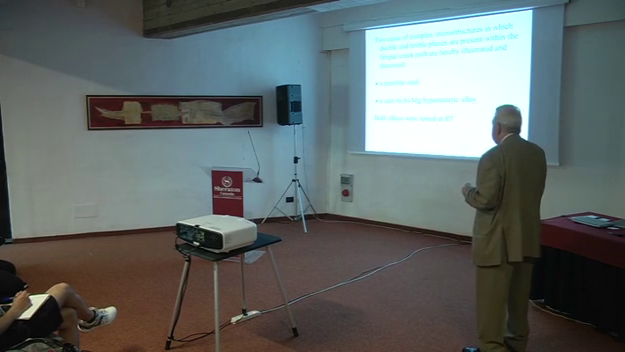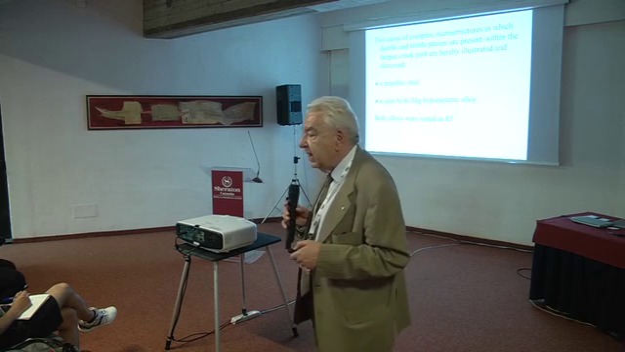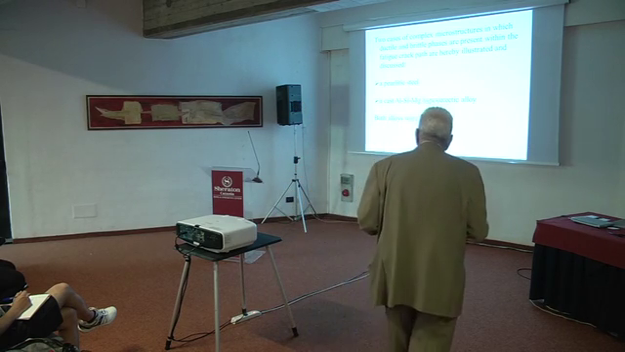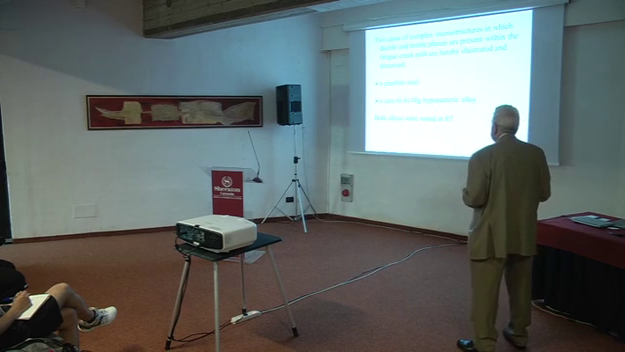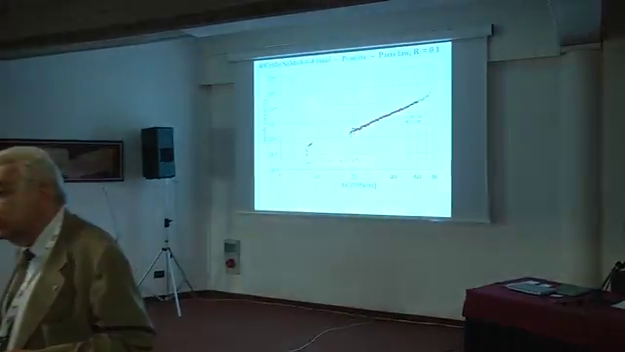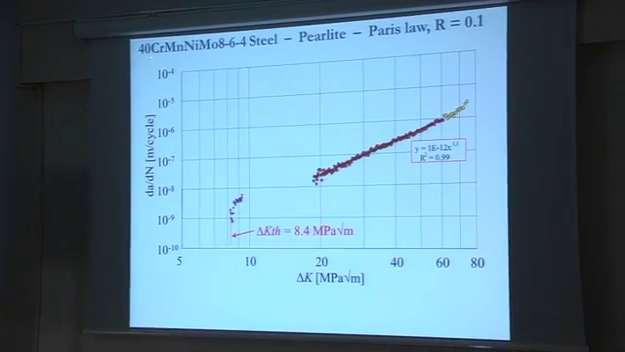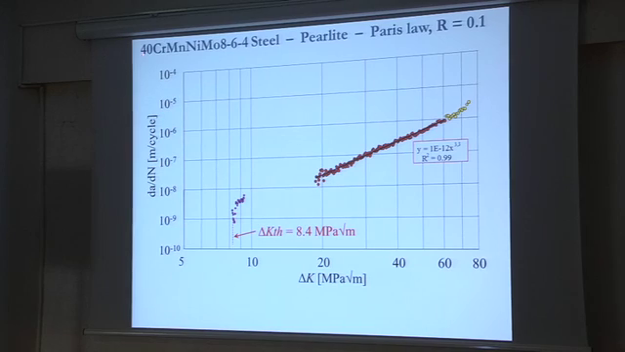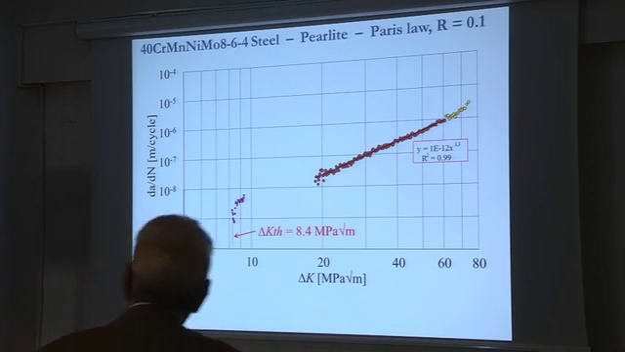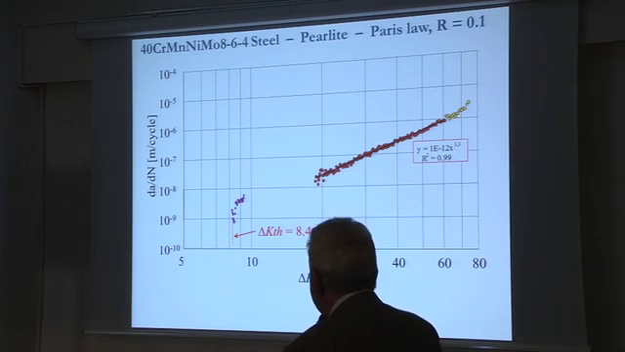We'll see, before going back to the aluminum silicon magnesium hypothetical alloy, we'll go first to see a pearlitic steel. And both alloys were tested at room temperature. This is the Paris law for a pearlitic steel, notwithstanding the fact that it is a steel with 0.4% carbon, the high amount of chromium 2%, 1.5% of manganese, 1% of nickel, and 0.5% of molybdenum yield an almost completely pearlitic structure.